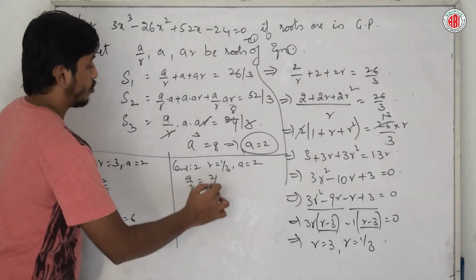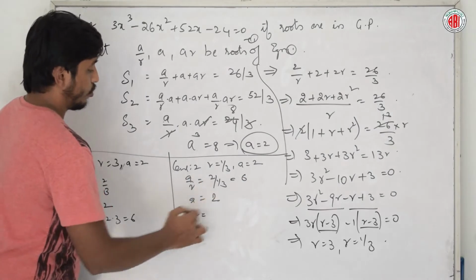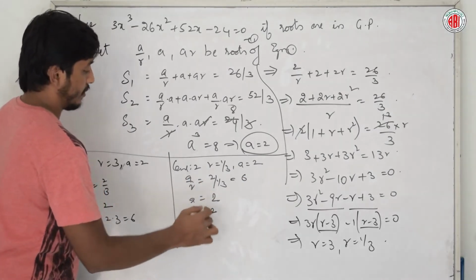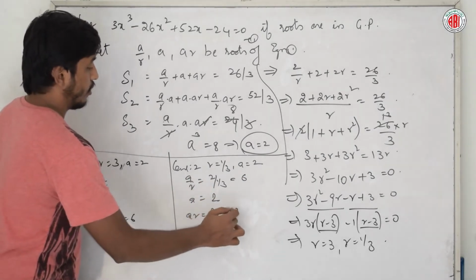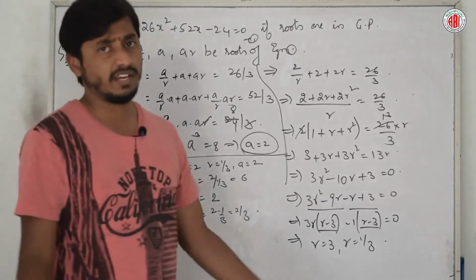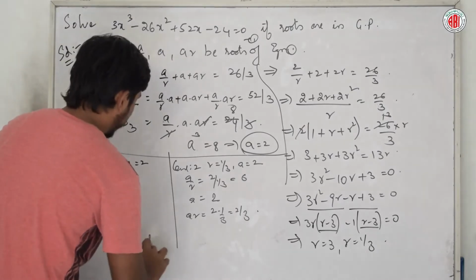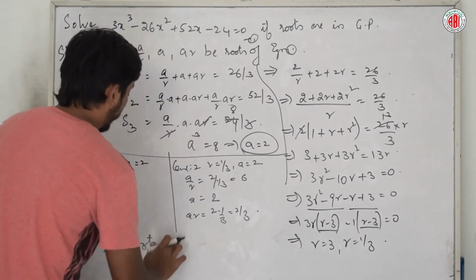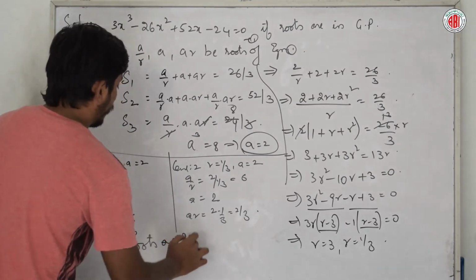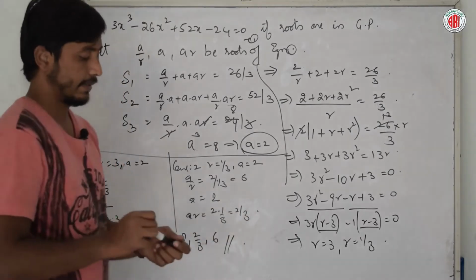A by r is 2 by 1 by 3, which is nothing but 6. A is 2. A into r is 2 by 3. Obviously both the roots are same, so we need not worry. Therefore the roots are 2, 2 by 3 and 6.